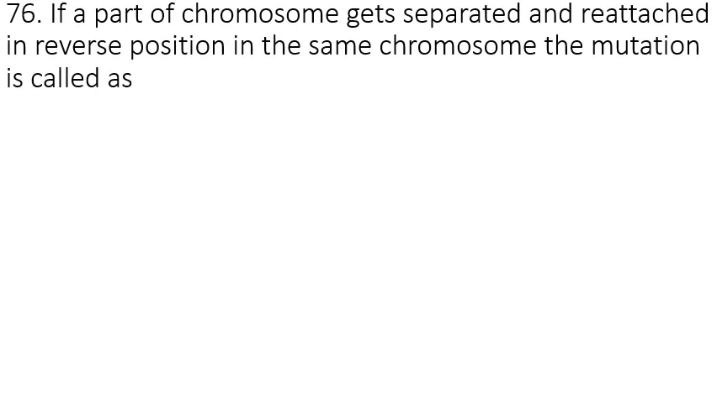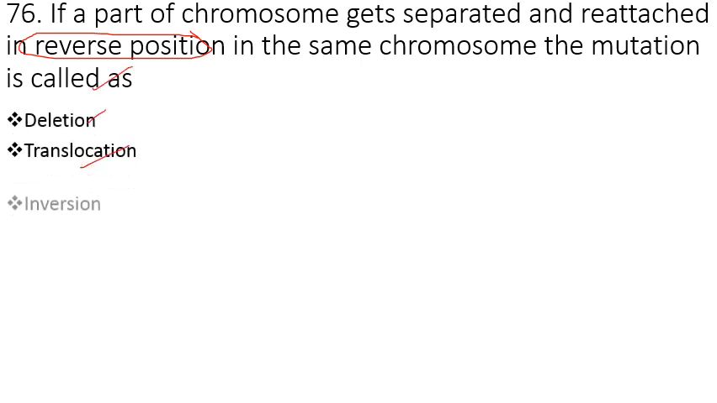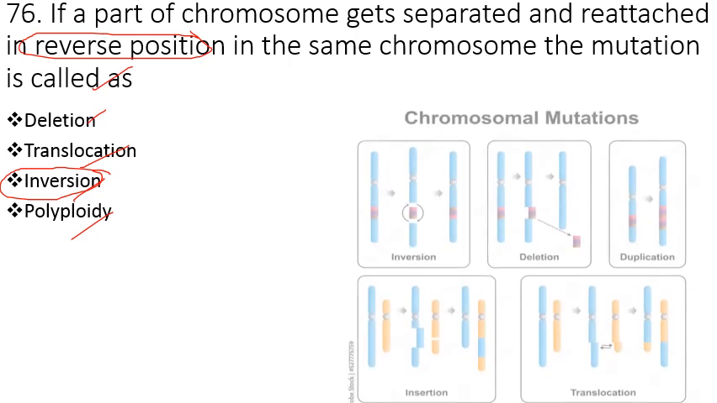Next question is, if a part of a chromosome gets separated and reattached in reverse position in the same chromosome, the mutation is called as: our options are deletion, translocation, inversion, or polyploidy. So its right answer is inversion. Inversion means when some part of a chromosome is detached, then it gets reattached, but in reverse position. So that type of mutation is called inversion.